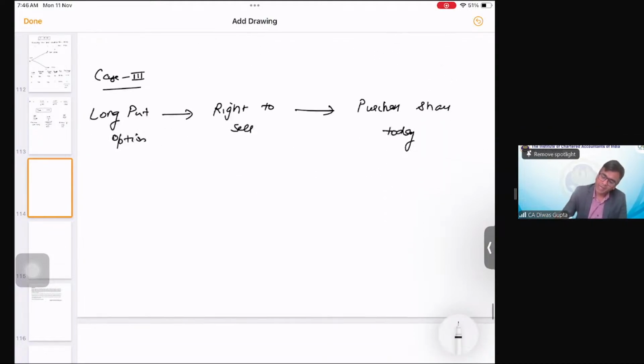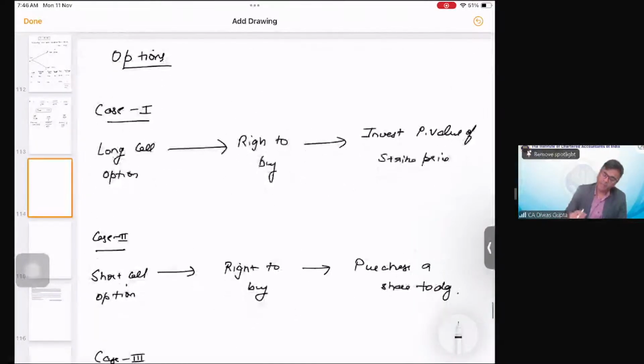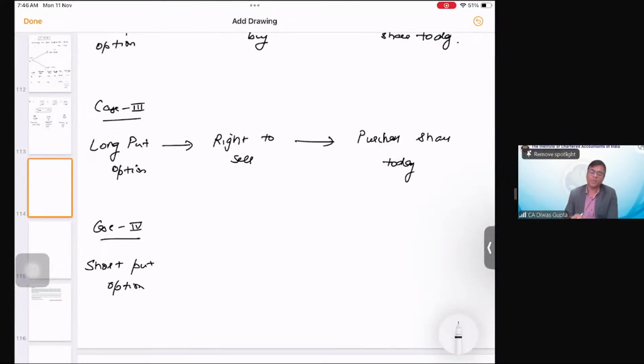Okay. And the last case, I have to short the put option, right? This is the last case left. For the call option, I have given the situation of purchasing and selling. Similarly, for the put option, purchasing and selling. So this also is the right to sell. I'm selling the right to sell.